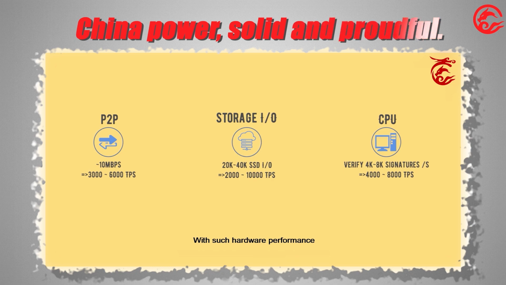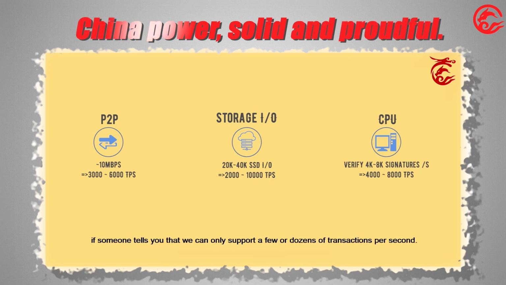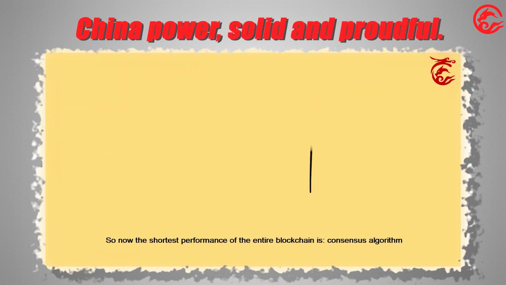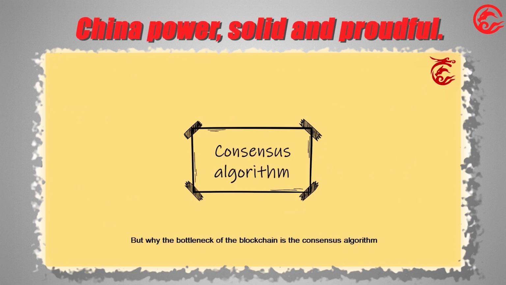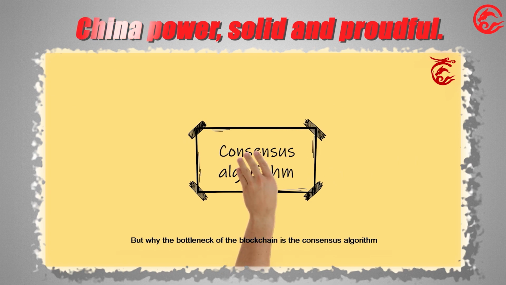With such hardware performance, if someone tells you that we can only support a few or dozens of transactions per second, it does not sound reasonable. So now the shortest plank of the entire blockchain's performance is the consensus algorithm. But why is the bottleneck of the blockchain the consensus algorithm?